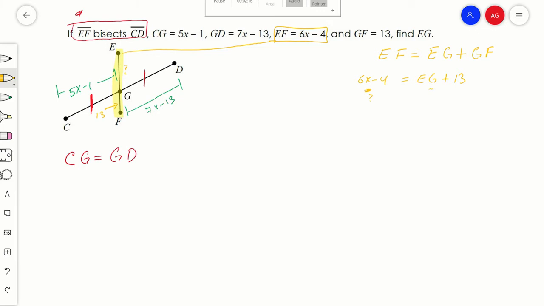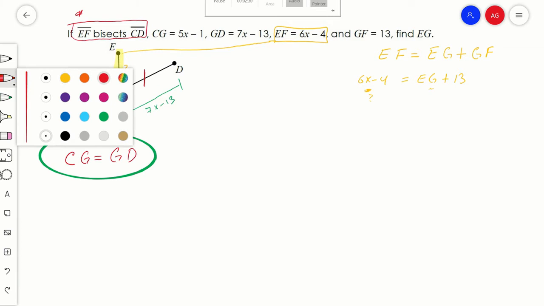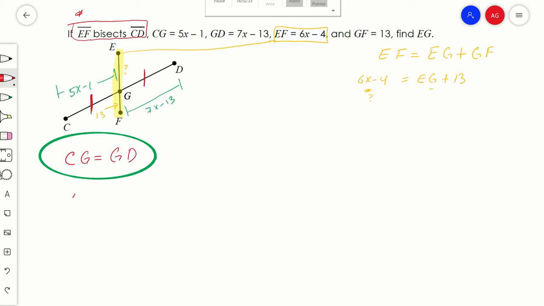So let's back it up. Where am I going to get x from? I'm going to get x from the fact that they were telling me that EF bisects CD. And because it bisects CD, I'm basically going to substitute in what I know. So I know that CG is 5x minus 1, and I know that GD is 7x minus 13. And so from here, I simply solve for x. I'm going to subtract 5x on both sides, and at the same time, add 13 on both sides. So on the left side, when I add 13, I get 12. On the right side, when I subtract 5x, I get 2x. Divide by 2, and we get x to be 6.